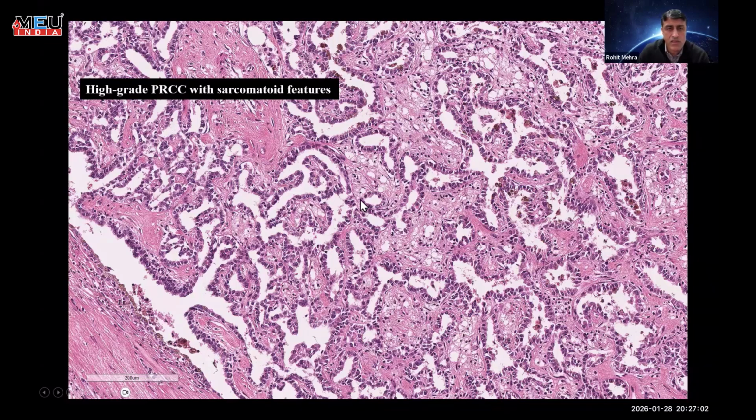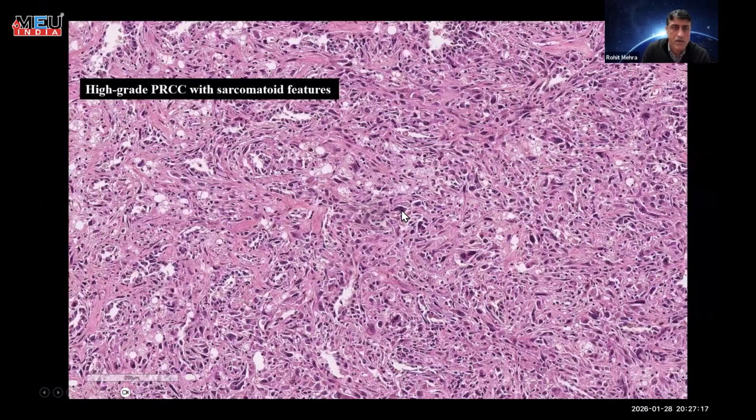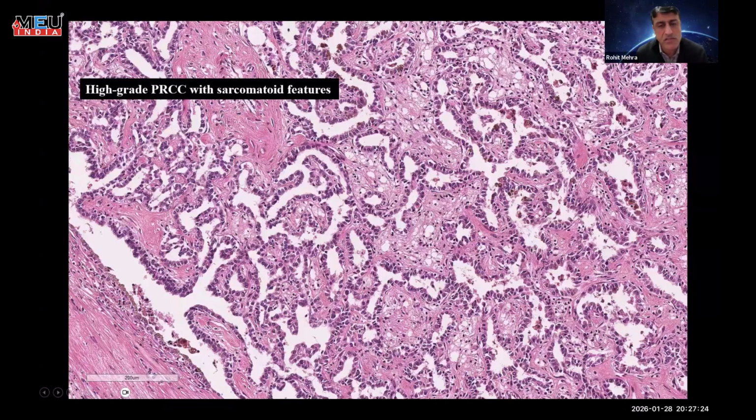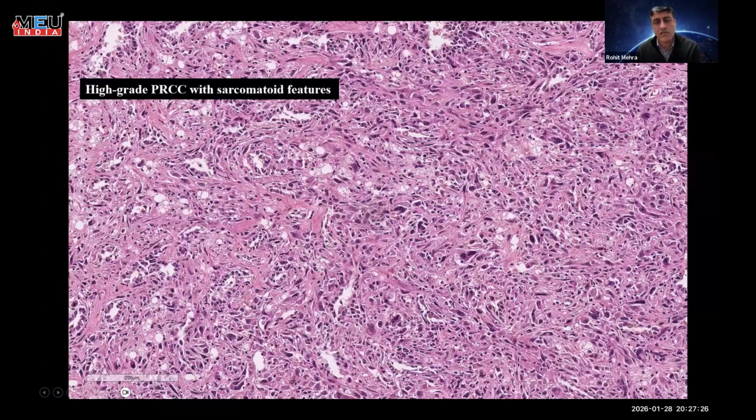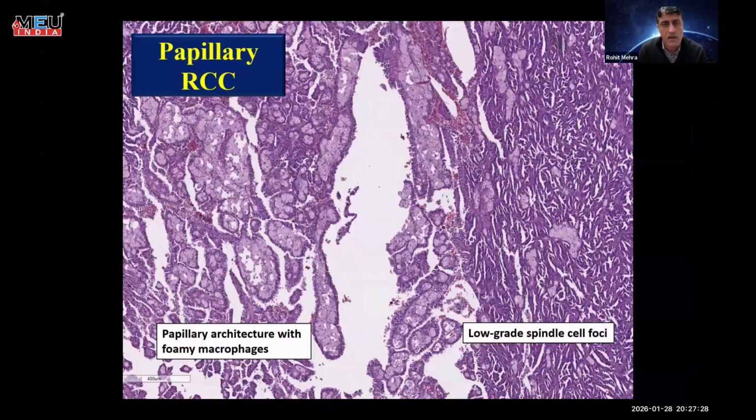I think this tumor was deceptive because while there is obviously a papillary renal cell carcinoma, I hope you can appreciate in the background there is actually a high-grade spindle cell proliferation, which was more evident in other areas. This is part of the same tumor, which was only a minority. The majority of this tumor was comprised of these areas. So this is an example of a high-grade papillary renal cell carcinoma with sarcomatoid features, which is very different from these low-grade spindle cell foci we can see in such tumors.